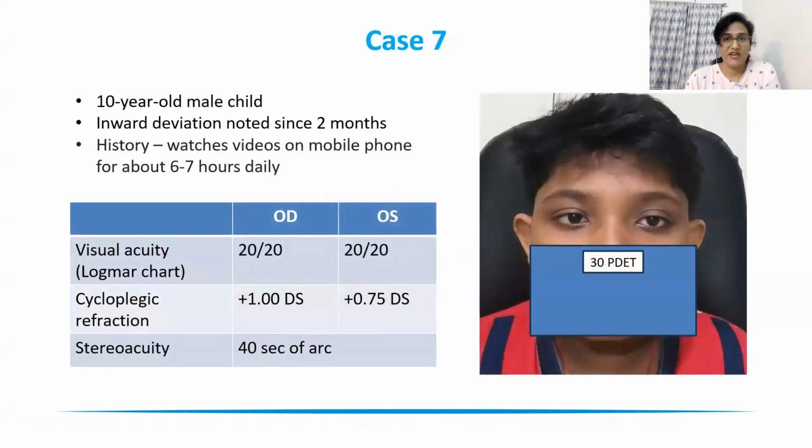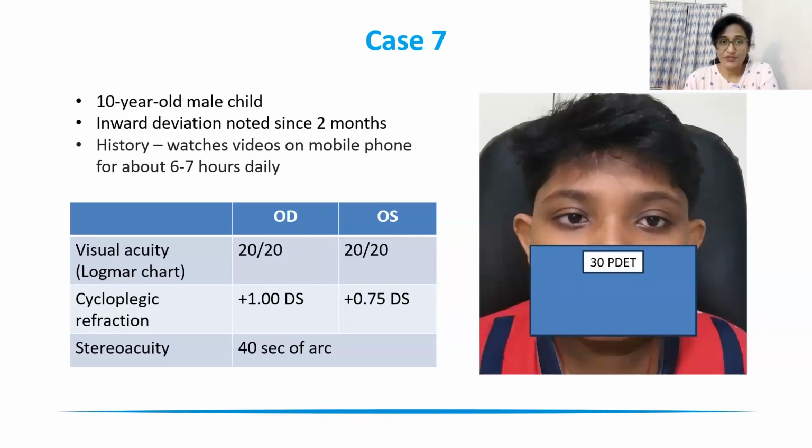And finally, we have come to the last case, which shows the last type of acute acquired committed esotropia. So this was a 10-year-old male child that presented with inward deviation since the last 2 months. And the significant history that the parents were giving was that the child was watching videos on his mobile phone for almost close to 7 hours daily.